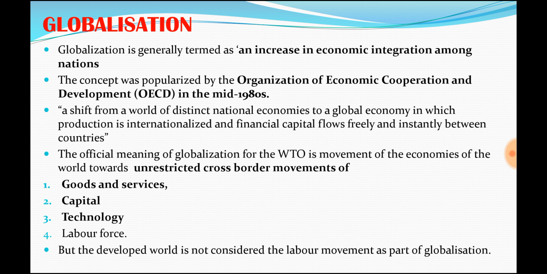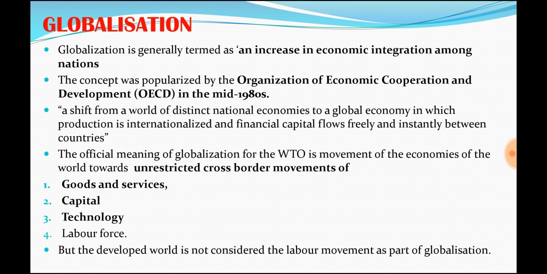If America is producing a product and that product is coming to India easily, that free movement is part of globalization. Similarly, the capital of America coming into India and the capital of India going to America, and the technology of America coming into India and the technology of India going to America. Similarly, labor from India going to the US, all these. So there is free flow of movement between all these four factors.